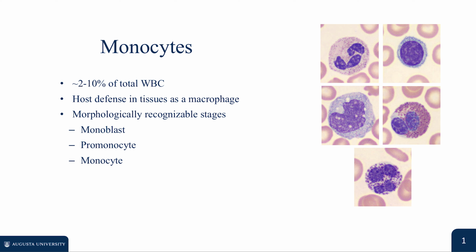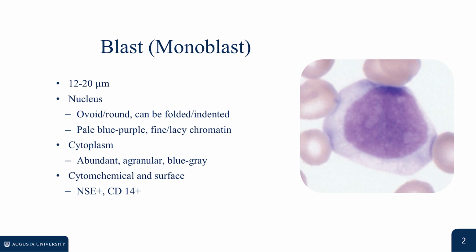Morphologically, we recognize three distinct stages along this lineage: the monoblast, the promonocyte, and the fully mature monocyte. Understanding how these stages evolve is critical for differentiating normal developmental forms from pathological conditions in the clinical laboratory. Let's break down the earliest recognizable precursor, the monoblast. Measuring 12 to 20 micrometers in diameter, the monoblast maintains a very high nuclear to cytoplasmic ratio.